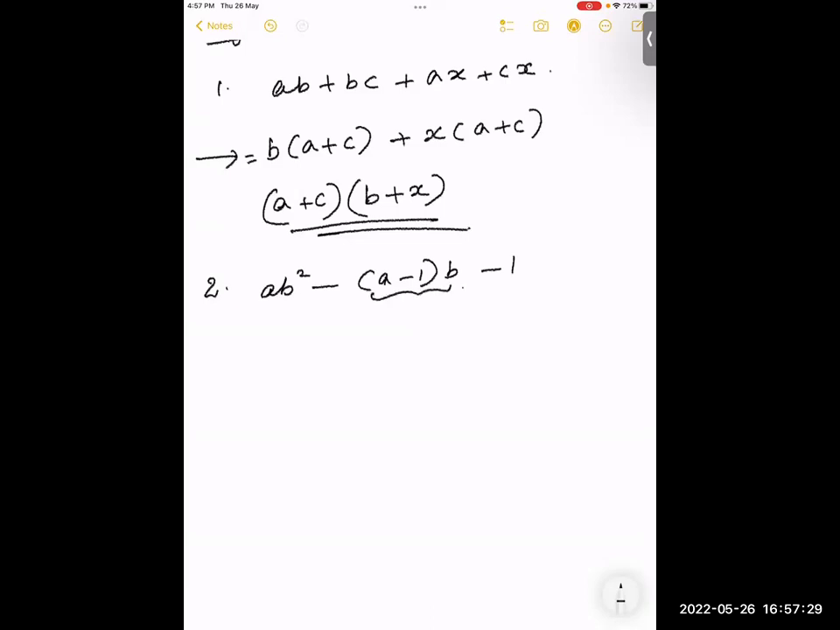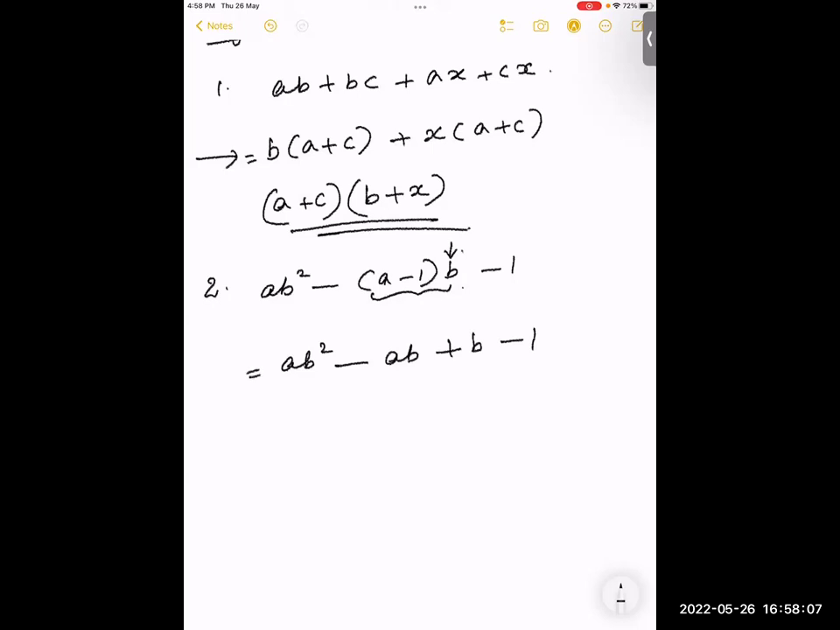This term you expand. So AB square will remain AB square. When you expand, B is the common factor for the second term. You will make it minus AB. Minus and B is common. So remember that. When you expand, it will become minus AB plus B minus 1. Any questions here?